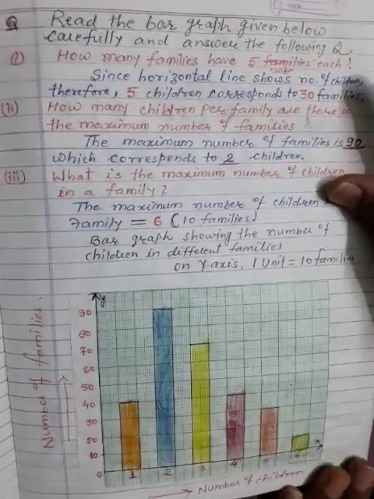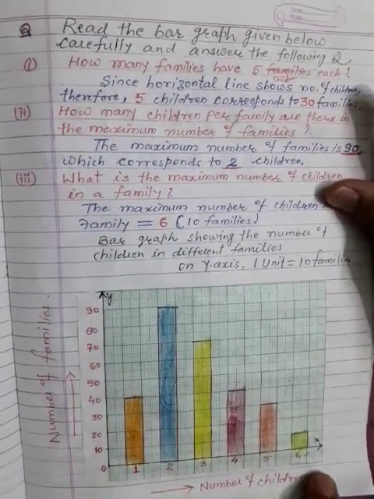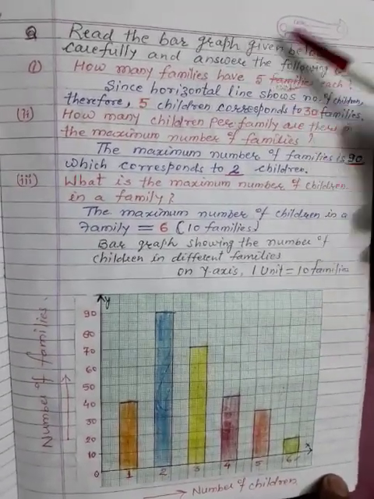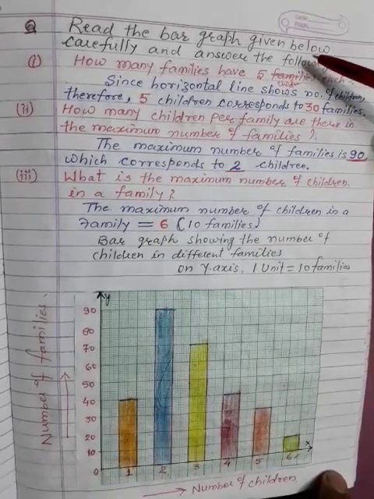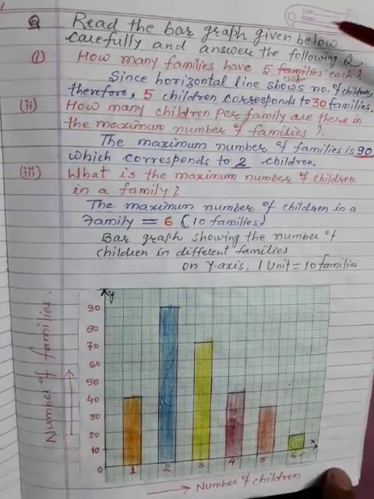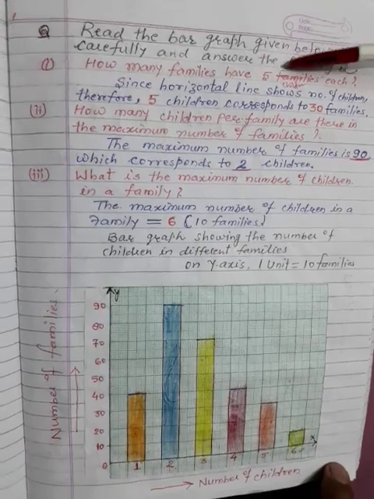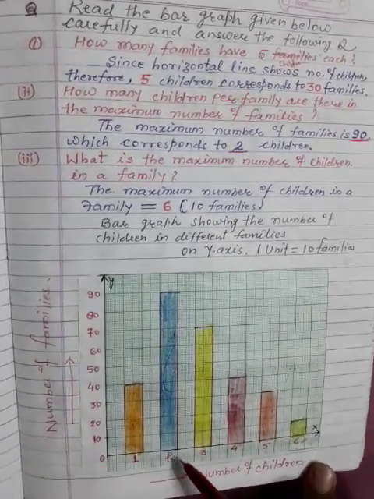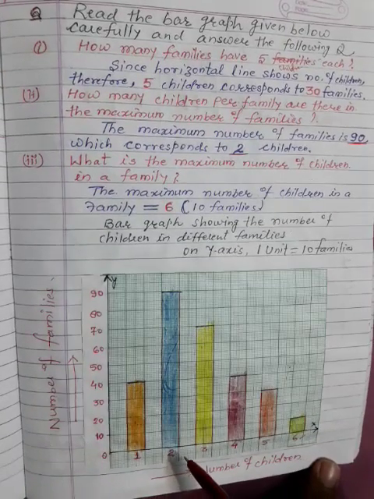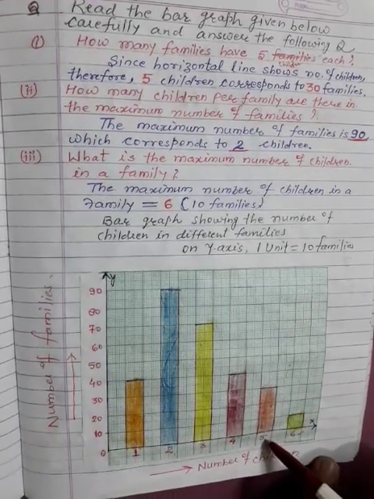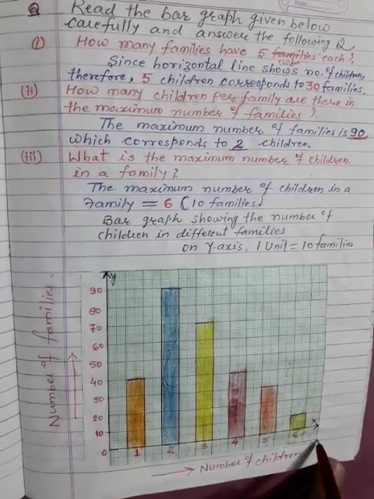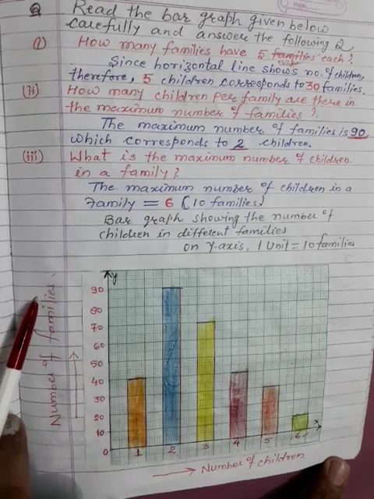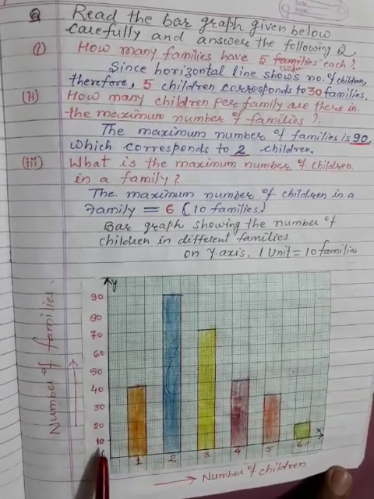Another question: a bar graph is given and we have to answer from this bar graph. Read the bar graph given below carefully and answer the following questions. How many families have 5 children each? From this graph we will see how many families have 5 children. This is the 5 children column. On the x-axis we have taken the number of children. On the y-axis we have taken the number of families. 1 unit is equal to 10 families.